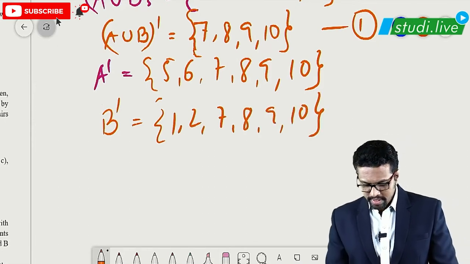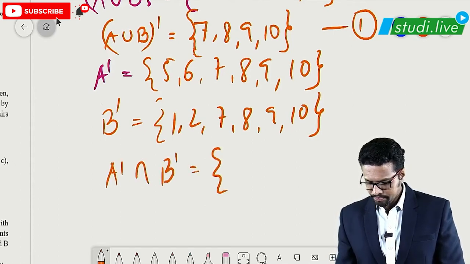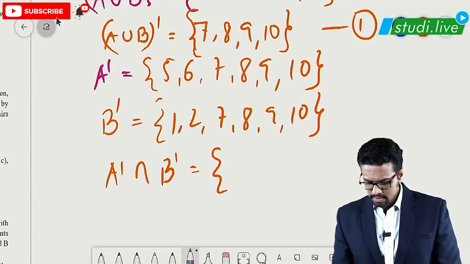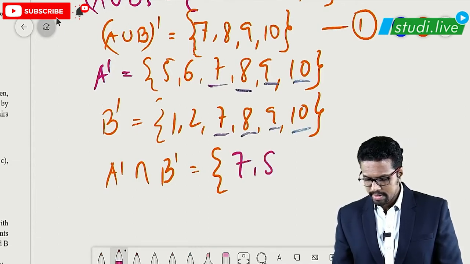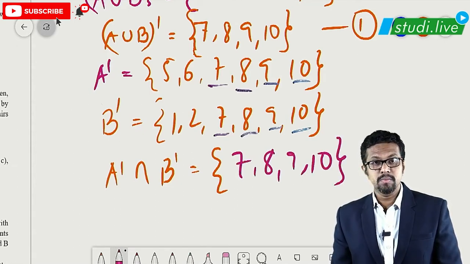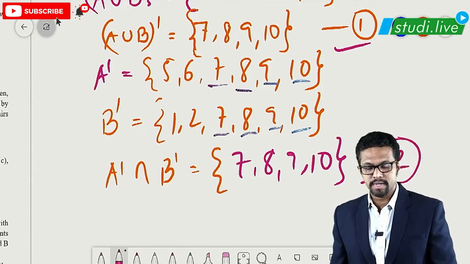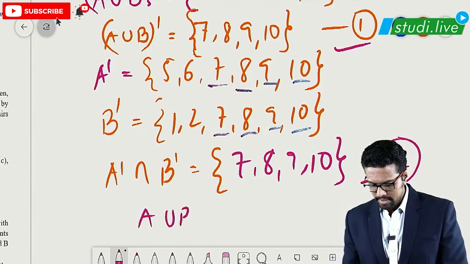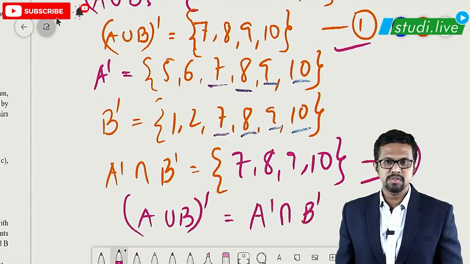Now we can find their intersection, A complement intersection B complement. What are the elements that are common? Can you see, 7, 8, 9 and 10. So this is the value of (A union B) complement in the first equation, and this is the same value in the second equation also. So we can say that (A union B) complement is equal to A complement intersection B complement.